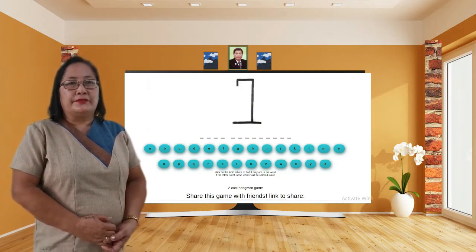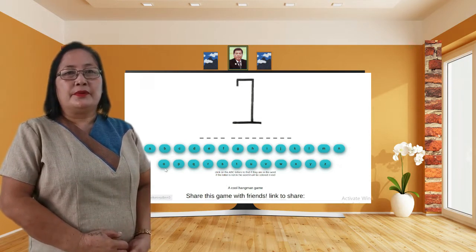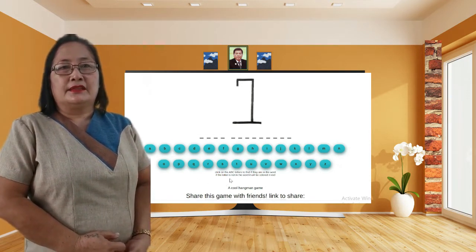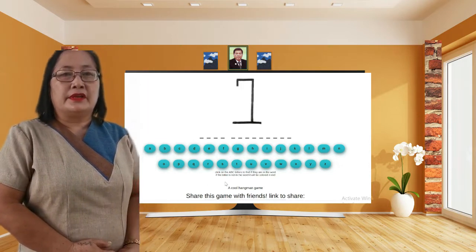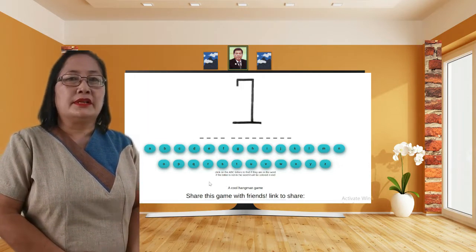Guess any letter. If you are correct, it will show up on the puzzle. If not, then a piece of the hangman gets exposed. The objective of the game is to guess the puzzle correctly before the man gets hung. I will need one to say the letter and then you guess what the word is.